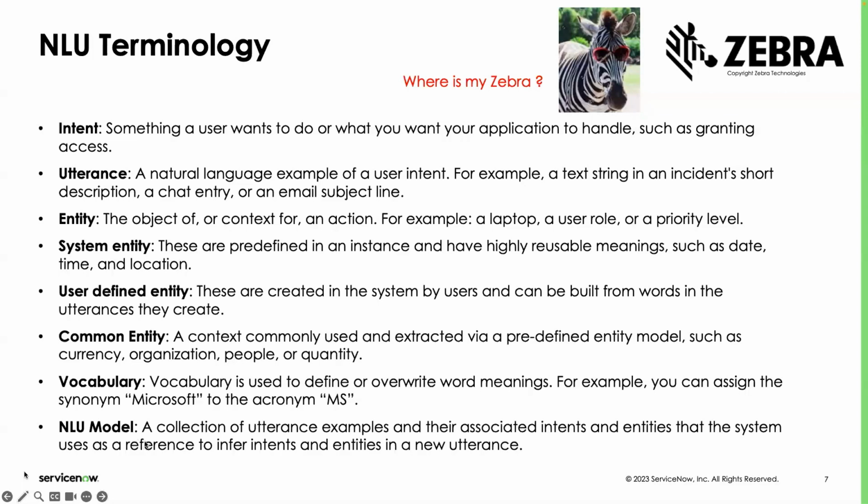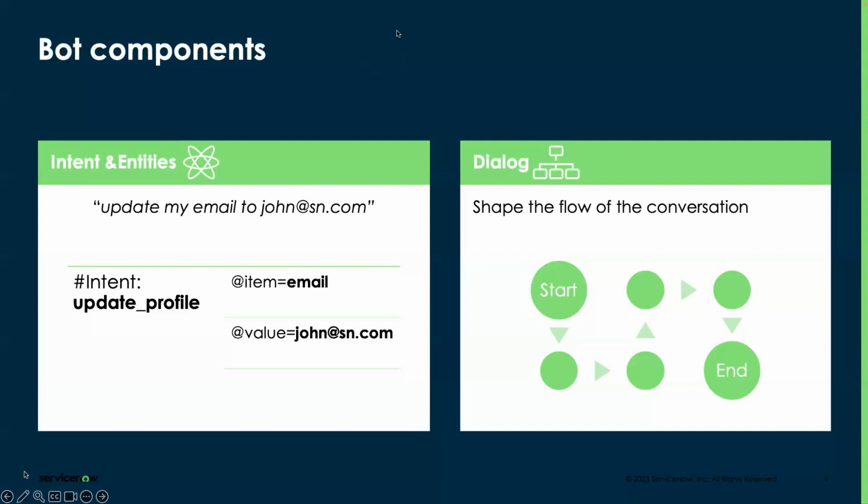We have a concept called NLU models. Those are the machine learning models, which need to be trained on sample utterances, and they will help you to predict the right intents behind any utterance. So these are the basic terms. Before I move on, let me know if you have any questions. Okay, I don't see any question. Awesome. All right.